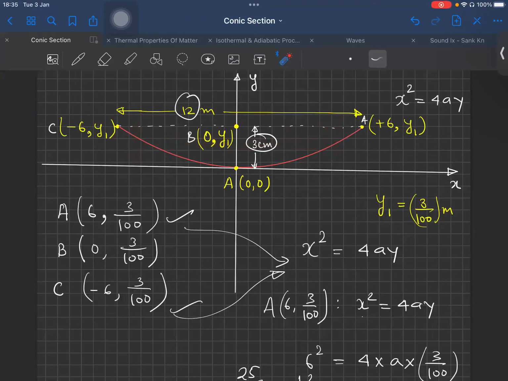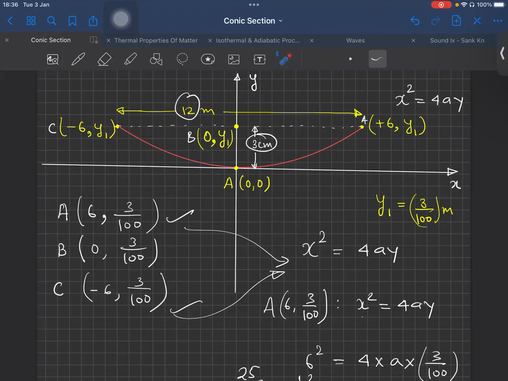Understood? Yes, sir. See, if the beam is bending like this, that means the maximum displacement here is 3 centimeter, so somewhere it will keep on decreasing. Somewhere it will be 2 centimeter, somewhere it will be 1 centimeter. That's what they are asking. Where is the deflection 1 centimeter? So here and here there will be 2 points.